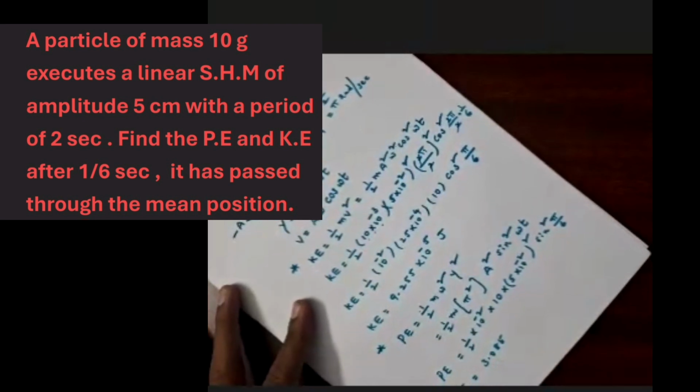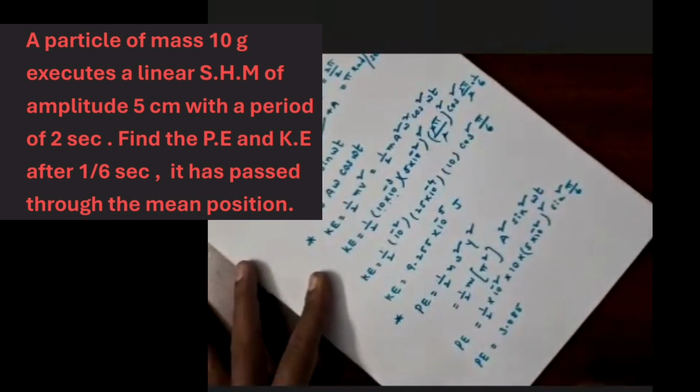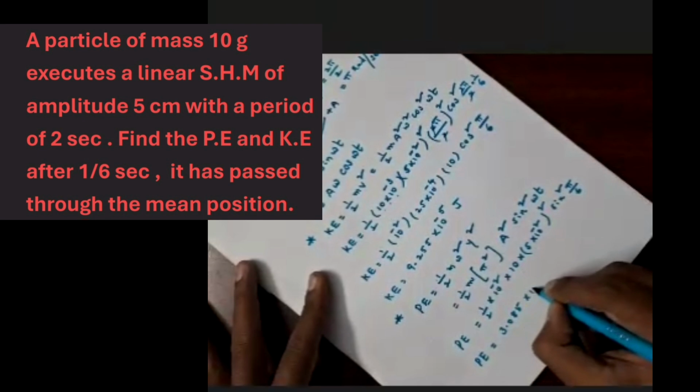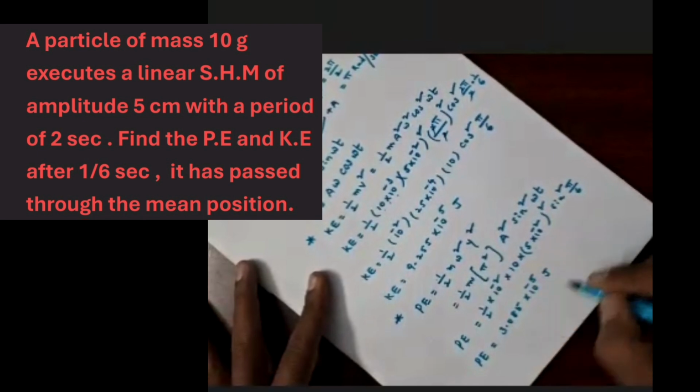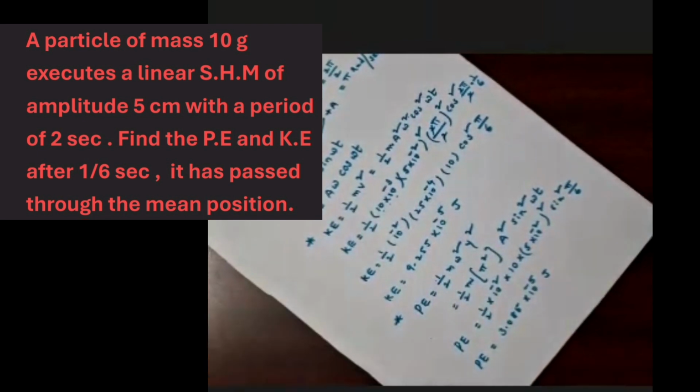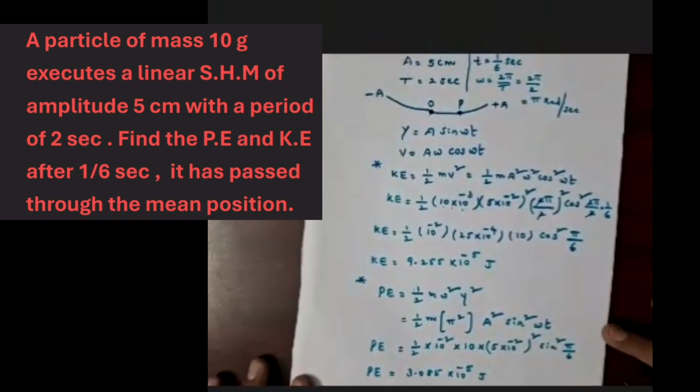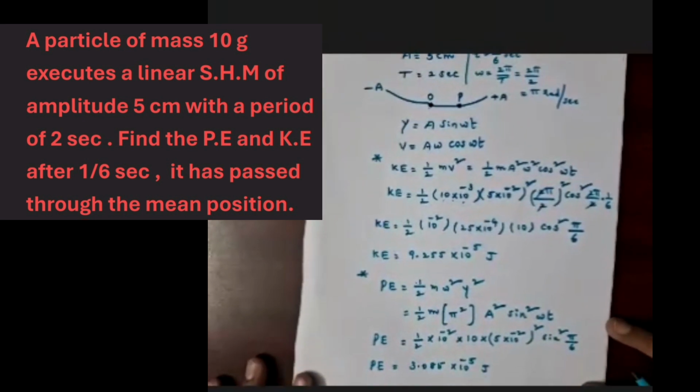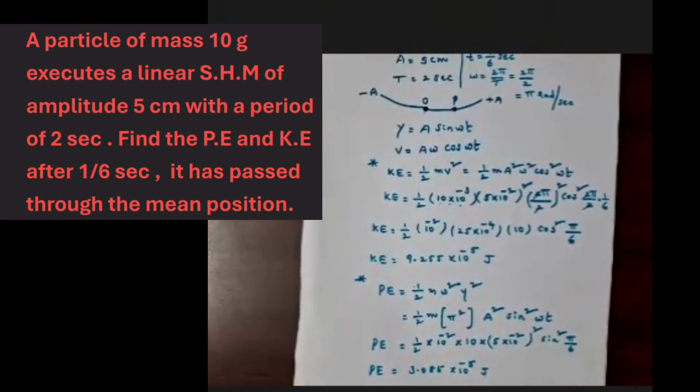3.085 into 10 power minus 5 joules. Like this, we can calculate kinetic energy as well as potential energy of the simple harmonic oscillator after 1 by 6 seconds from the mean position.